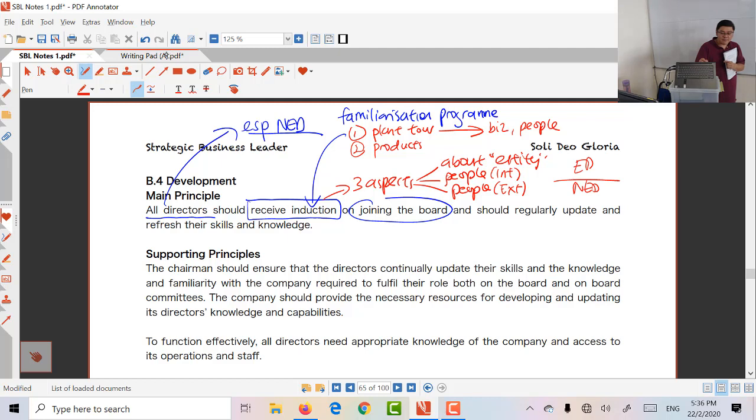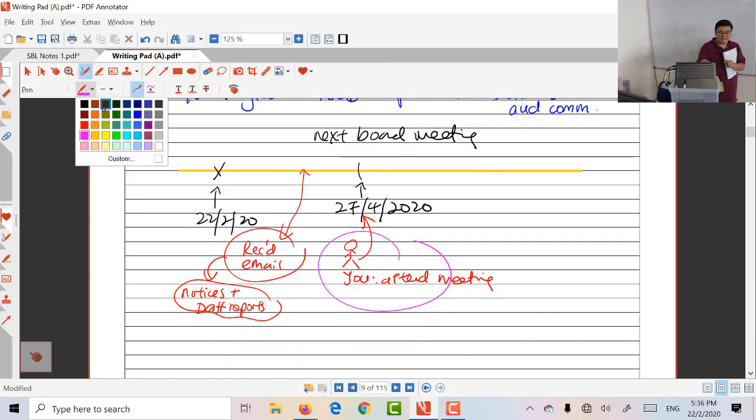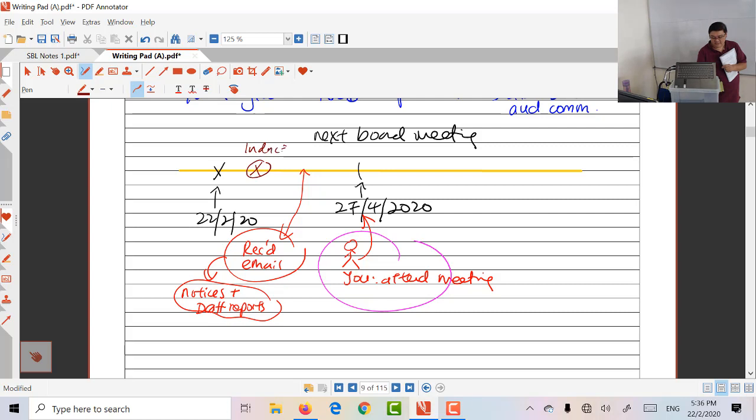Before a new director actually starts the work, you must have an induction. So imagine there'll be an induction. No, I'm not going to write, okay? There'll be an induction, and an induction can be a series of things that happen.